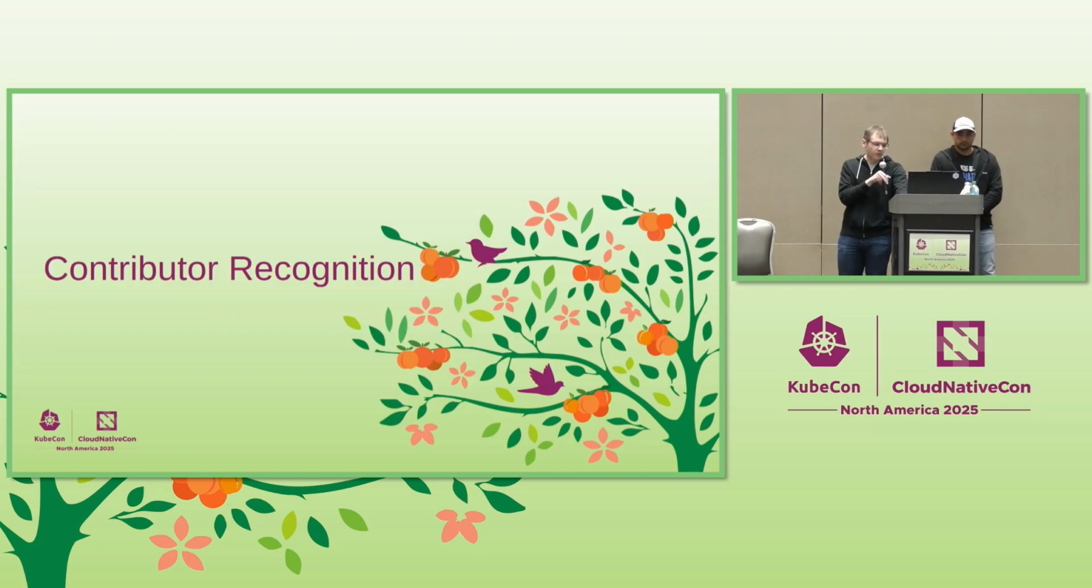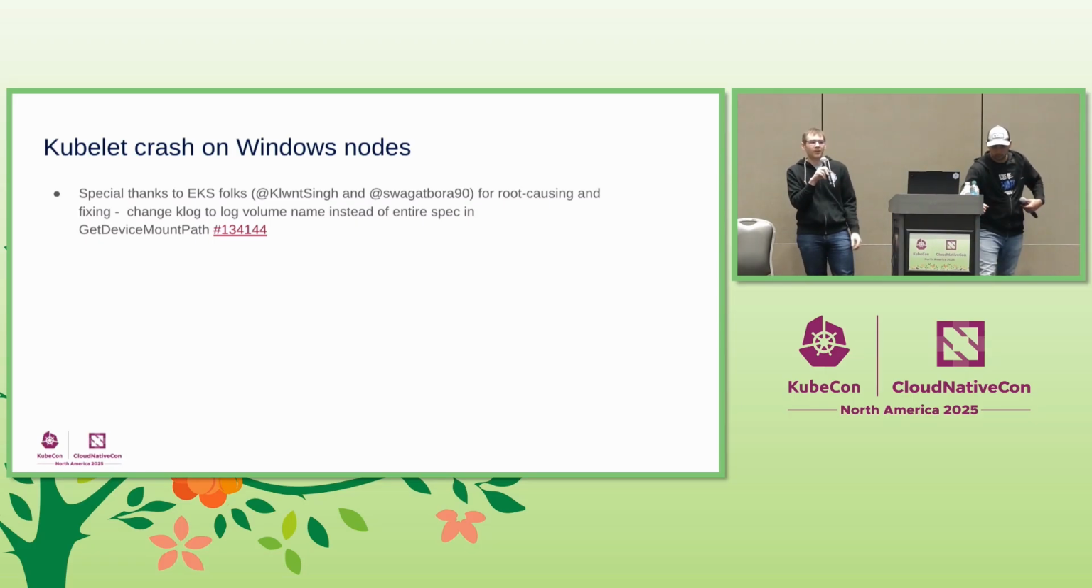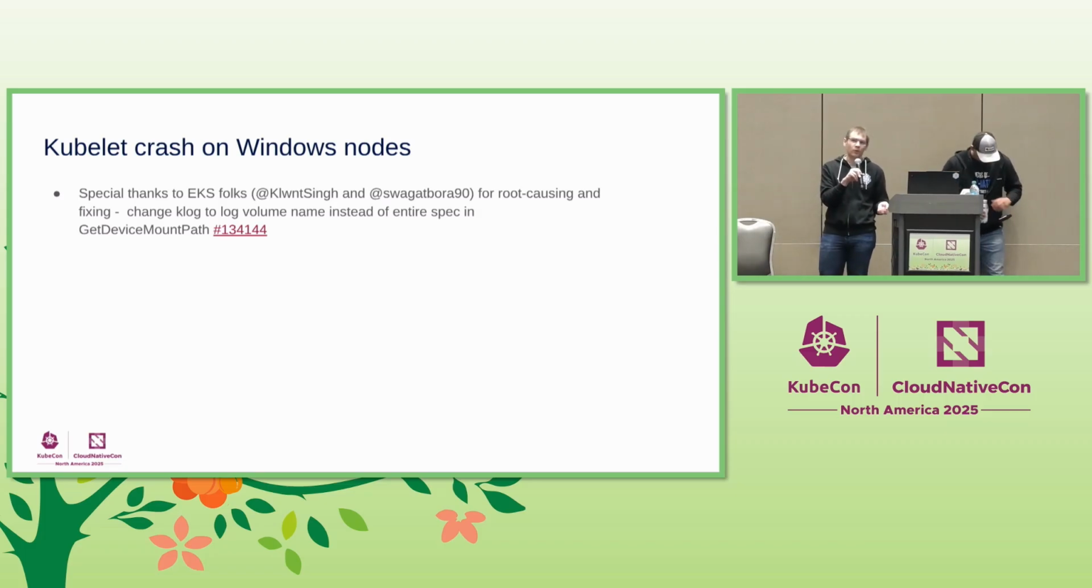Okay, I think we want to use a little bit of time to recognize some community contributions too. This one in particular is really fascinating. There's so much detail in here. There was an issue where certain Intel processor families would have a kubelet panic if certain volume attributes were set on a storage volume. And we were seeing this across multiple cloud providers.